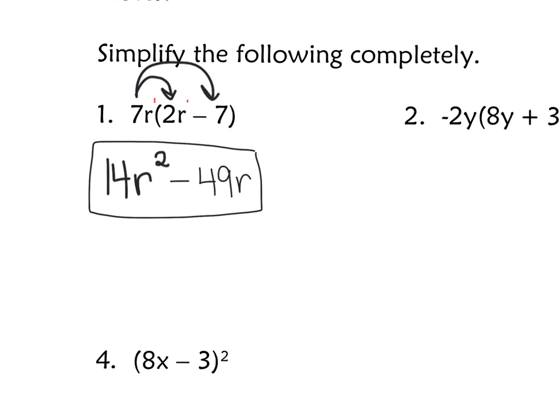I can't subtract these two terms because one of the r's has a 2 as an exponent, the other one has a 1. If I had an r squared minus another r squared, then yes, I can combine those. But if they're not the same exponents, this is as far as I can go.